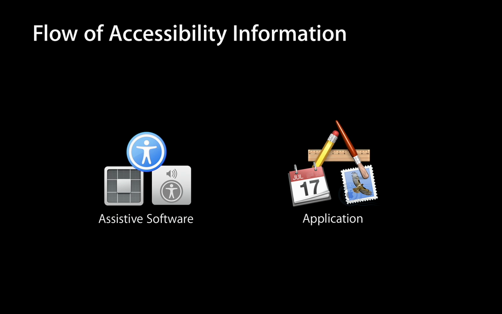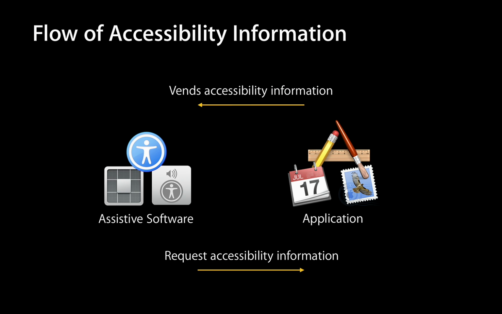So let's first talk about accessibility technology on OS X. First, there's your application that presents lots of pretty UIs and fancy, cool features. And then there's what we call assistive software, which uses accessibility APIs to obtain information from other applications. Some examples of those are VoiceOver and the Switch software that Greg just talked about. The way it works is the assistive software will request accessibility information from your app, and then your application vends that accessibility information back out.